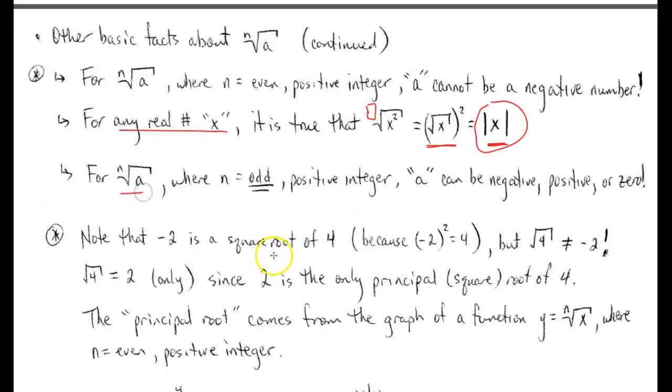So when we have an nth root where n is odd and positive, then we know that a can be negative, positive, or 0, okay? So there are no restrictions on that.